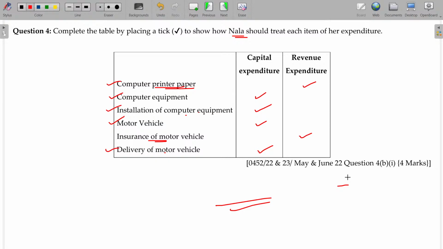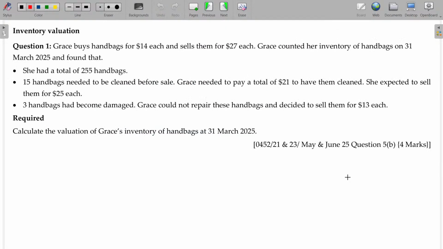Now, third block, inventory valuation. When we discuss inventory valuation, the main point to be kept in your mind being cost or NRV. Between these two, lower will be taken. Lower of.